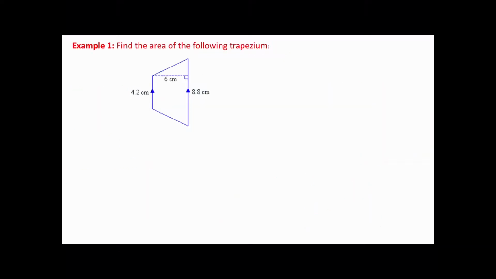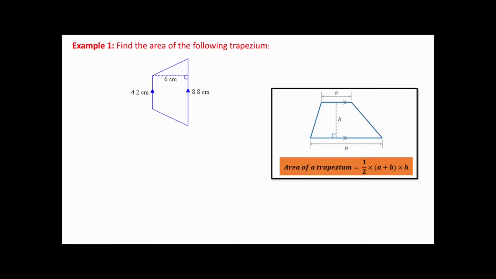Now we're going to go through some examples. So we're going to find the area of this trapezium shown here. And I've got this little diagram with my A, B, and H, and my formula beside that ready to go, and that's going to help us to find the area. Now I can see that my A value is 4.2, my B value is 8.8, and my H value is 6.